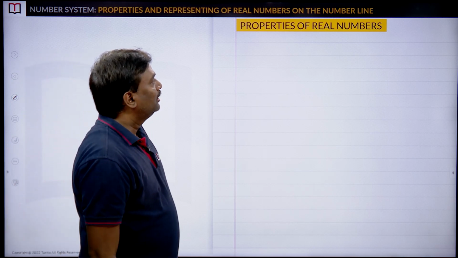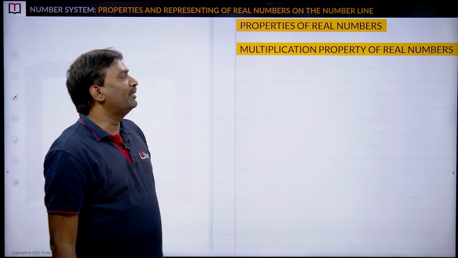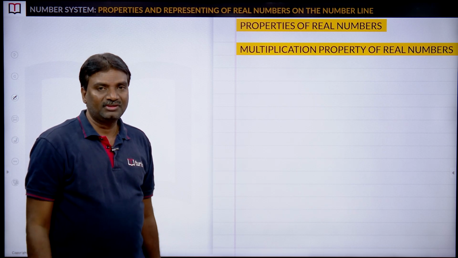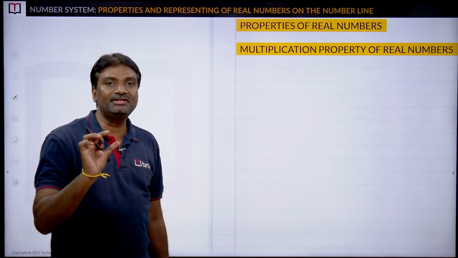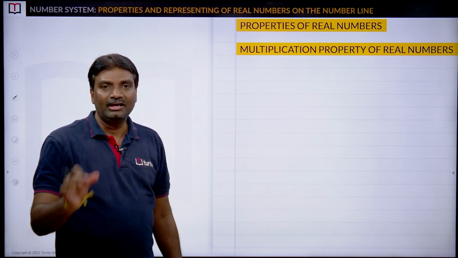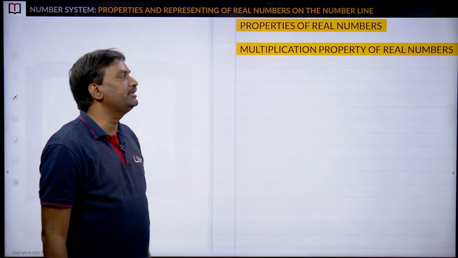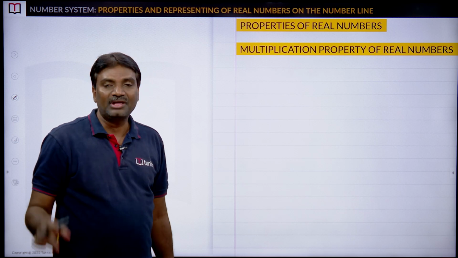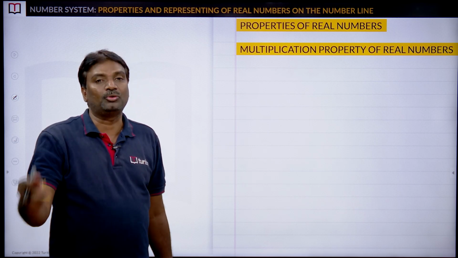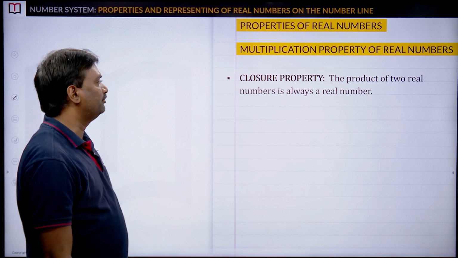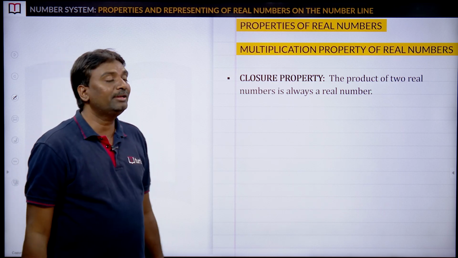Next, multiplication properties of real numbers. We have just discussed addition properties of real numbers. Addition means sum. Now, let us discuss multiplication properties of real numbers. Multiplication means product. So, first let us take the closure property.